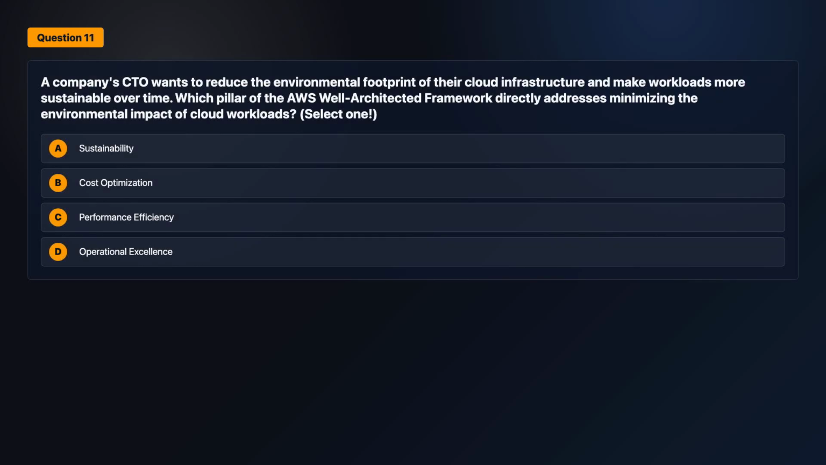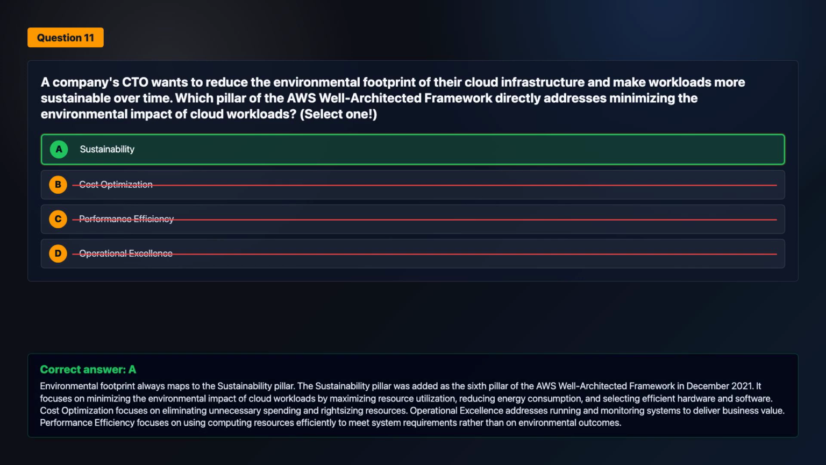A company's CTO wants to reduce the environmental footprint of their cloud infrastructure and make workloads more sustainable over time. Which pillar of the AWS Well-Architected Framework directly addresses minimizing the environmental impact of cloud workloads? Select one. Review the answer choices on screen. The correct answer is option A. Environmental footprint always maps to the sustainability pillar.